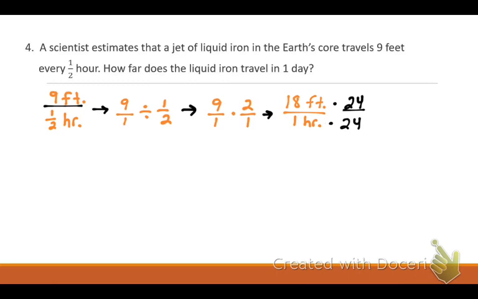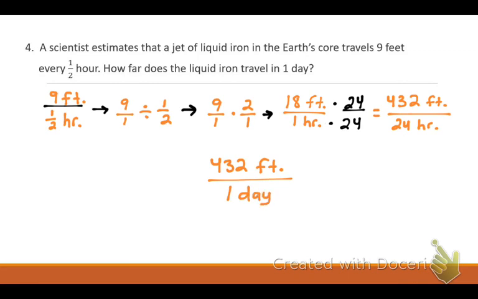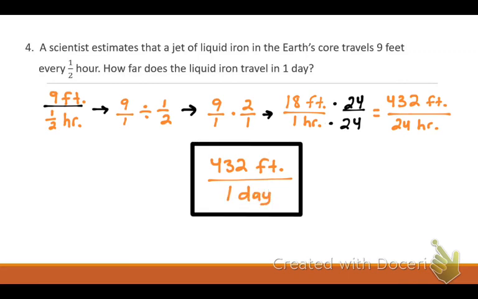Remember, when we are practicing with a calculator in class, that means on your quiz on Monday, you get to use a calculator. What's your answer? 432 feet over 24 hours. Now, guys, what is 24 hours equivalent to? A day. Since it says, how far did the liquid iron travel in 1 day, guess what I want my answer to say? 432 feet per 1 day. That's a lot of feet.